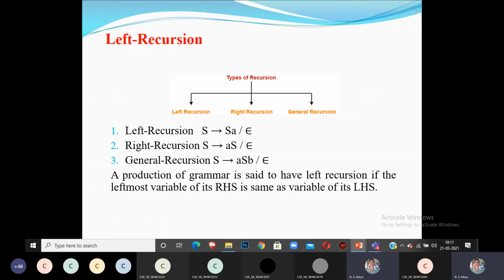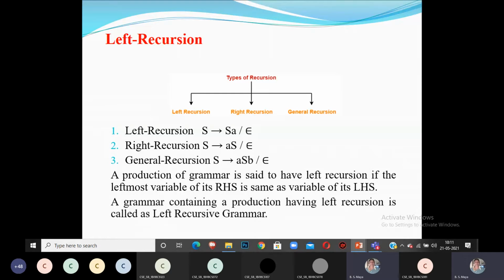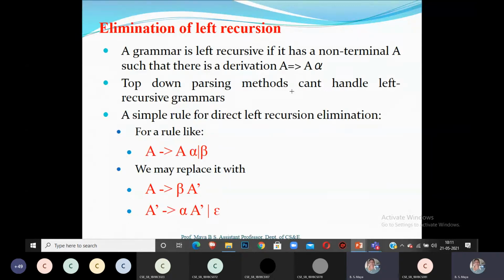If the grammar is left recursive, it is not suitable for top-down parsing, so I have to remove the left recursion from those productions. A grammar containing a production having left recursion is called a left recursive grammar. If the grammar is left recursive, it is not suitable for top-down parsing, so we have to eliminate it.